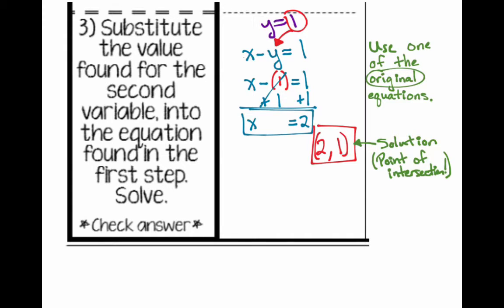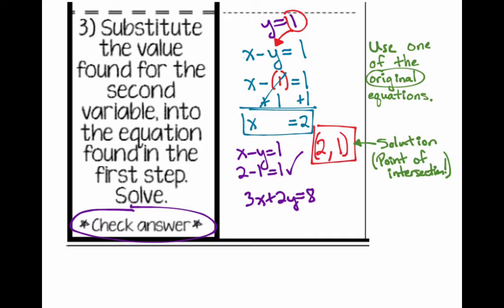But how do I know for sure that this is really my point? Because we all make mistakes. I'm going to check my answer. And this is exactly what you used to do for graphing. I'm going to plug it in to both equations. x minus y equals 1. Plug in 2 for x and 1 for y, and I find out 2 minus 1 does indeed equal 1, so it works for the first equation. My second equation was 3x plus 2y equals 8. Plug in my x and my y, so I get 3 times 2 plus 2 times 1. Does that equal 8? Sure enough, 6 plus 2 does equal 8. It works for both equations, so that is indeed my solution to the system. And no graphing needed. Isn't that exciting? Let's do it again.